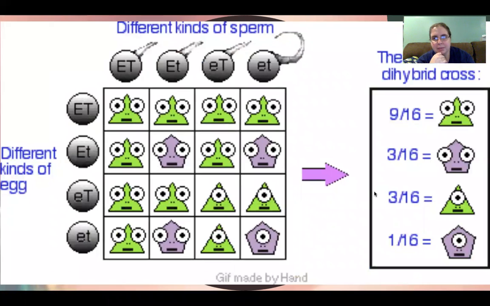And we see the same thing here. I'm not going to go over everything again. But again, we can look at this. We can say, all right, 2 eyes are dominant, and so is having the triangle head. So 1, 2, 3, 4, 5, 6, 7, 8, 9 out of 16 have triangle heads with 2 eyes. 1, 2, 3 have the pentagon face with 2 eyes. 1, 2, 3 have the triangle face with 1 eye, and 1 has a pentagon face with 1 eye.